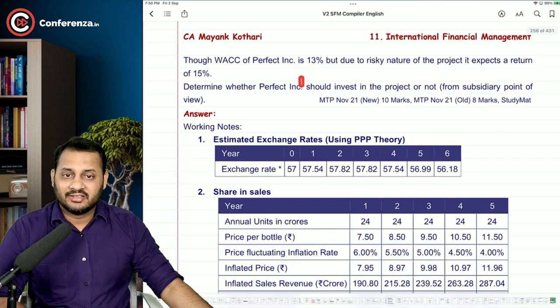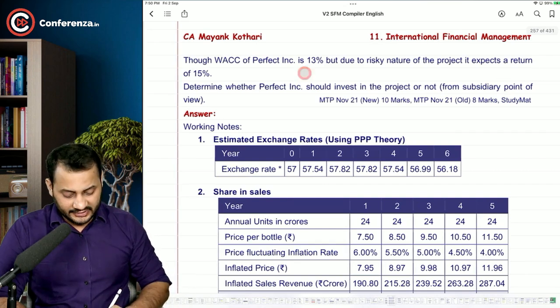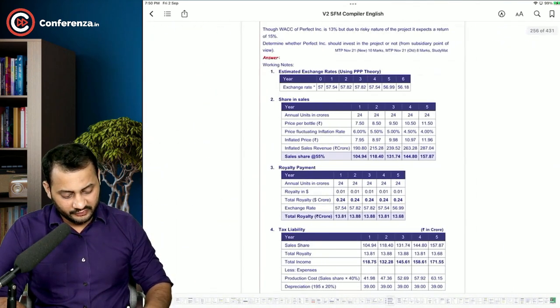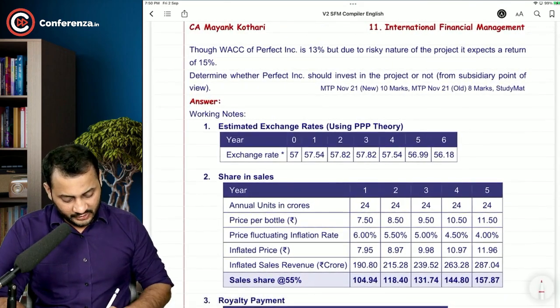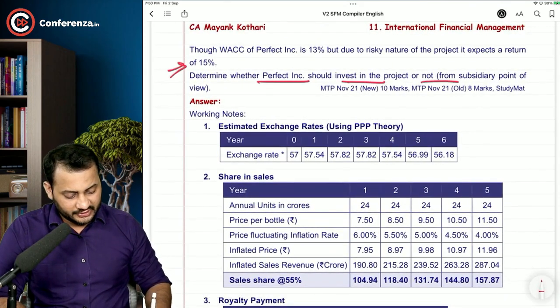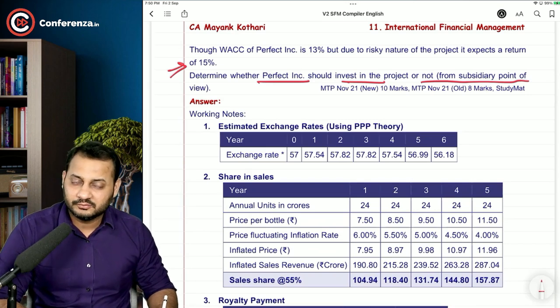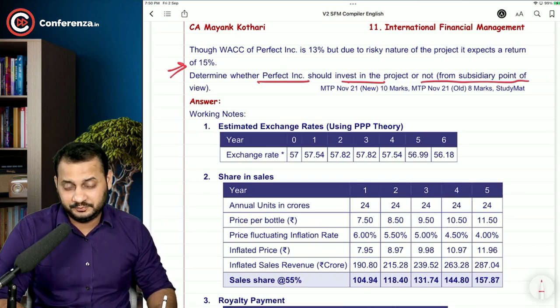The WACC is 13%, but due to the risky nature, it expects a return of 15%. So we will go with the 15% required rate of return. Whether we should invest in the project or not. Too much of a task.